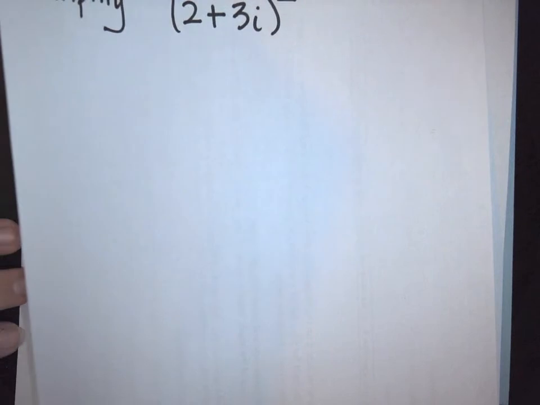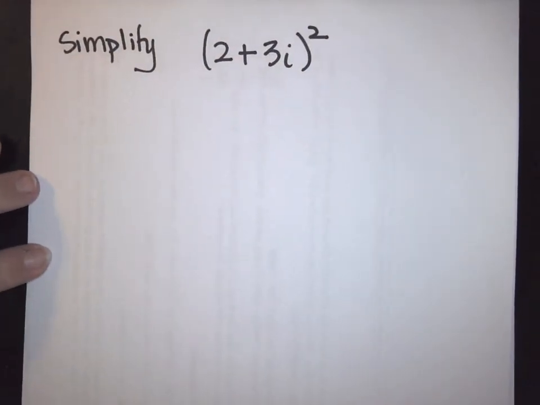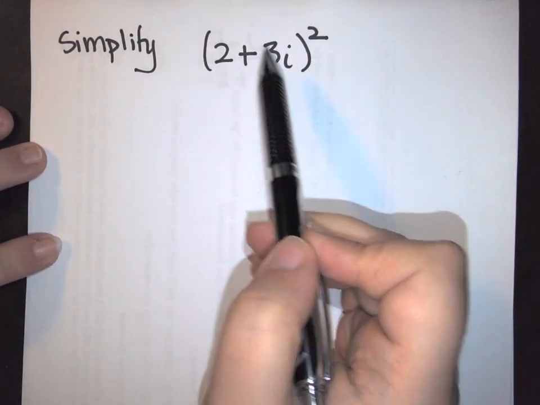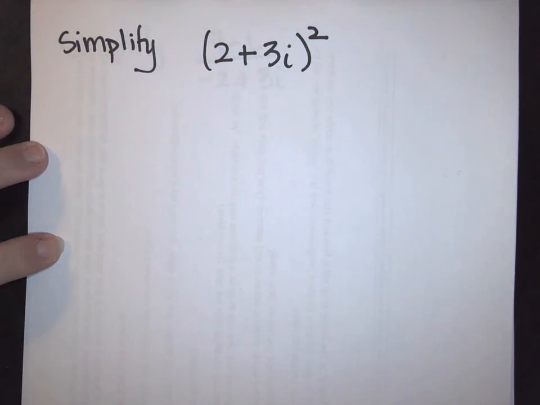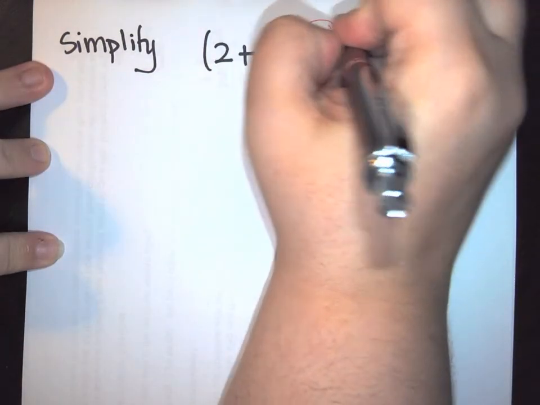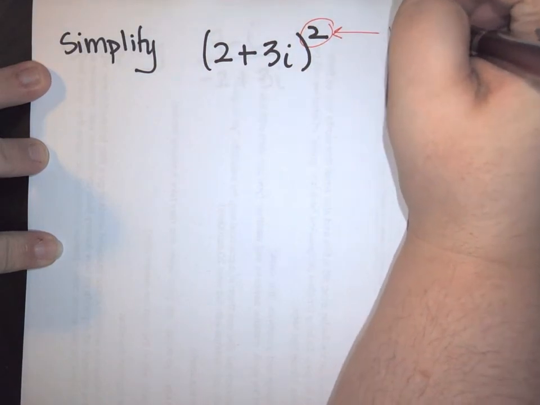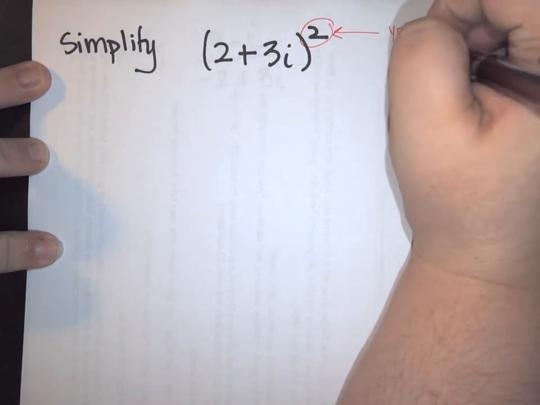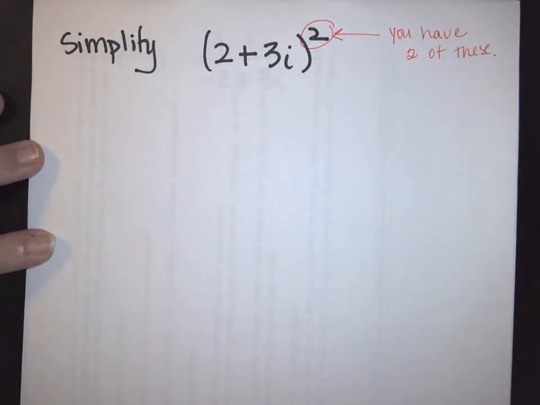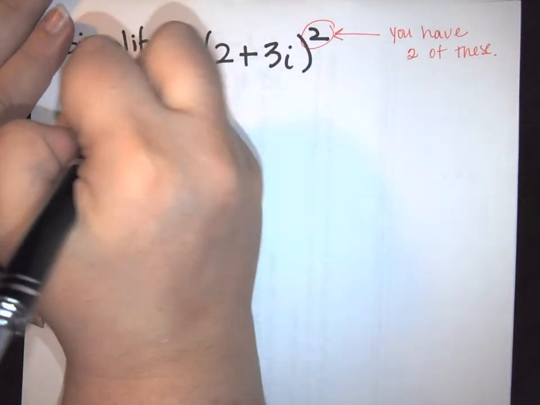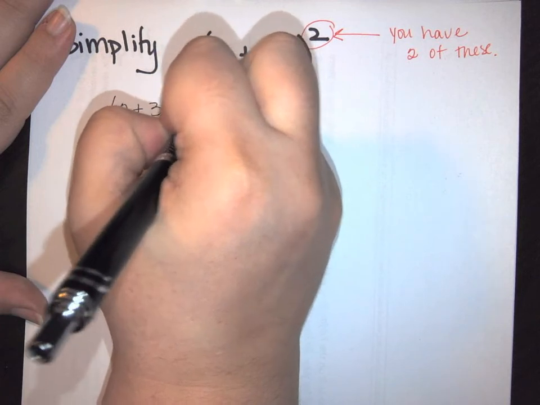Alright, we've got a couple more here that we're going to take a look at. So here's the first one. What I want you to notice about this is even though I've only written one binomial, I've got this little power here. This power says that you actually have two of them. So to have two of these essentially means my problem is really 2 plus 3i times 2 plus 3i.